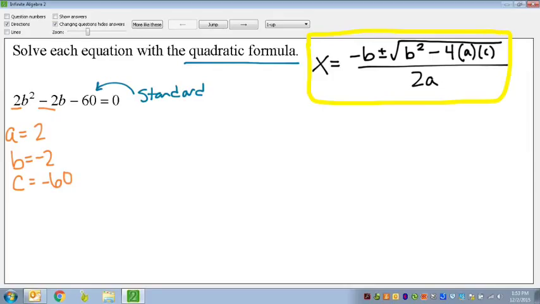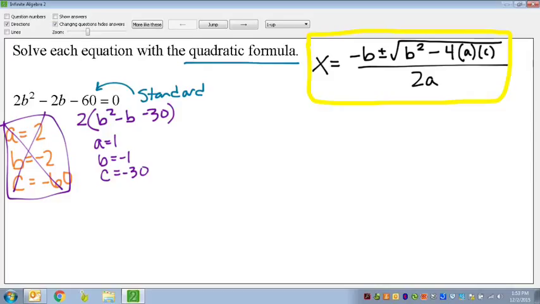Okay, but Mr. Schwann, I bet you're saying, we can make this simpler. Can't I factor out a 2 from all these? Yes, that would make things a lot better for us, actually, if we factor out a 2. So if I factor out a 2, that would make it b squared minus b minus 30, which makes things a lot easier, okay? So now if we use this simpler one, a only equals 1, b equals negative 1, and c equals negative 30. So if you can simplify it, I would do that, so we're going to get rid of this guy. We could have used those numbers and it would still work, but if you can make it simpler on yourself, let's do it.